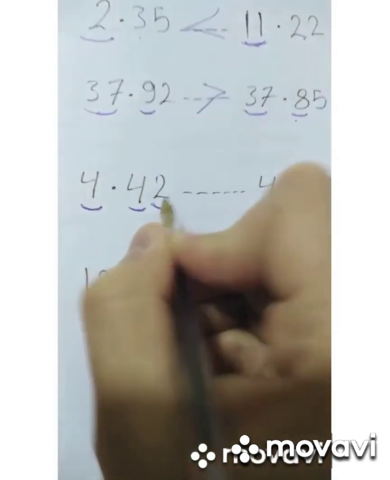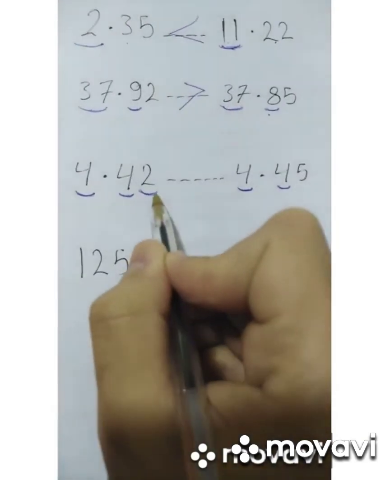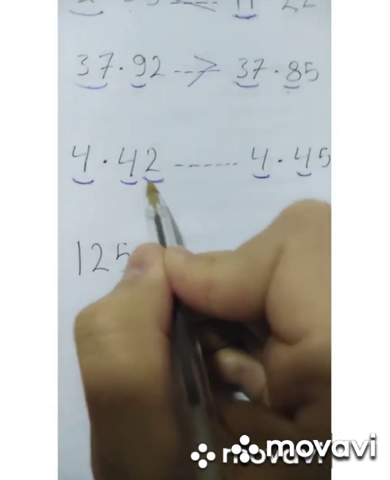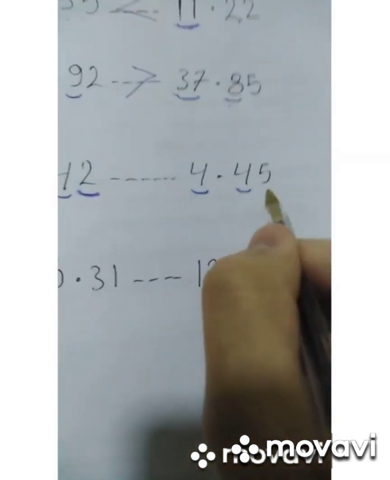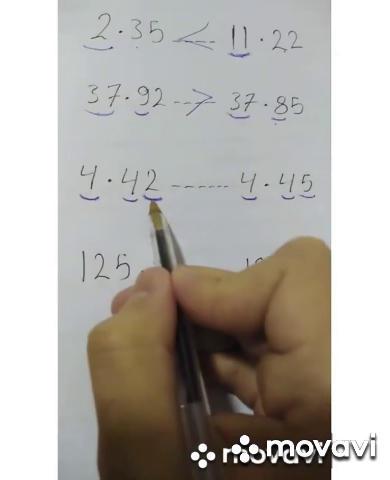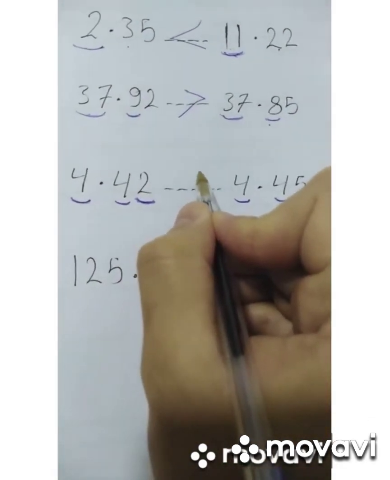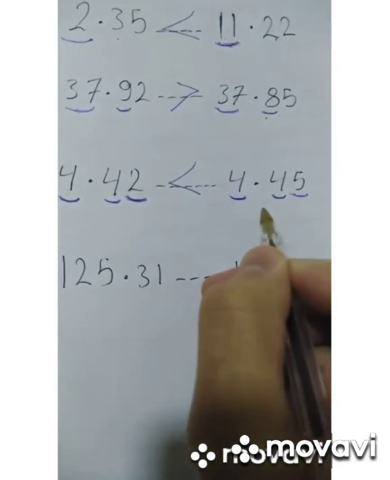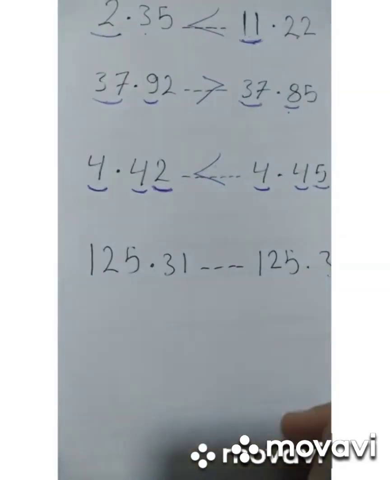We can compare hundredths. If we can't compare wholes and tenths, we go to what? Hundredths. What is hundredths in this decimal? Yes, the hundredths here is 2. And the hundredths here is what? Is 5. What is the greater now? 5 or 2? No, 5 is greater. So now we have the decimal number 4 and 45 hundredths is greater than 4 and 42 hundredths.